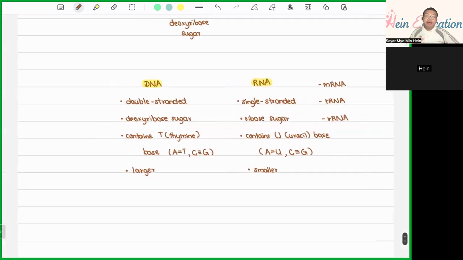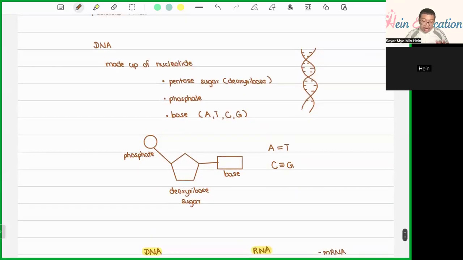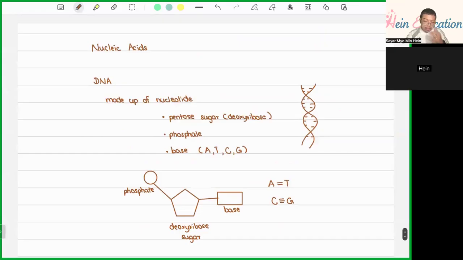This is just a very short review because we will also discuss more when we study protein synthesis. For now, in general, we can say that both DNA and RNA contain a sugar, base, and phosphate, right? And a nucleotide contains sugar, base, and phosphate, and ATCG. Meaning that A is always paired with T and C is always paired with G. Okay, so this is about nucleic acid, which is the last part of the biological molecules.